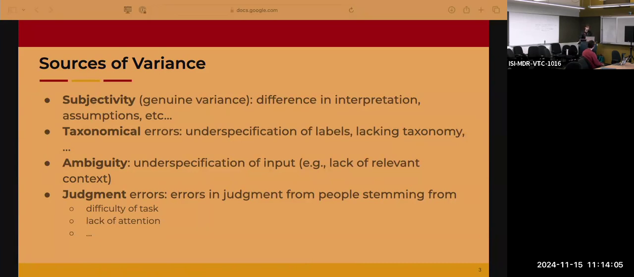Then we have ambiguity, which is underspecification of the input. For example, when we're dealing with social media data, we usually lack relevant context to make judgments for a specific tweet or Telegram message. And that's not only for the annotators, that's also obviously a problem for the models themselves. And finally, we have genuine judgment errors. This is on the part of the annotators, where they may find some specific tasks difficult, they may be lacking attention. We may have annotator fatigue after annotating a lot of examples, etc.